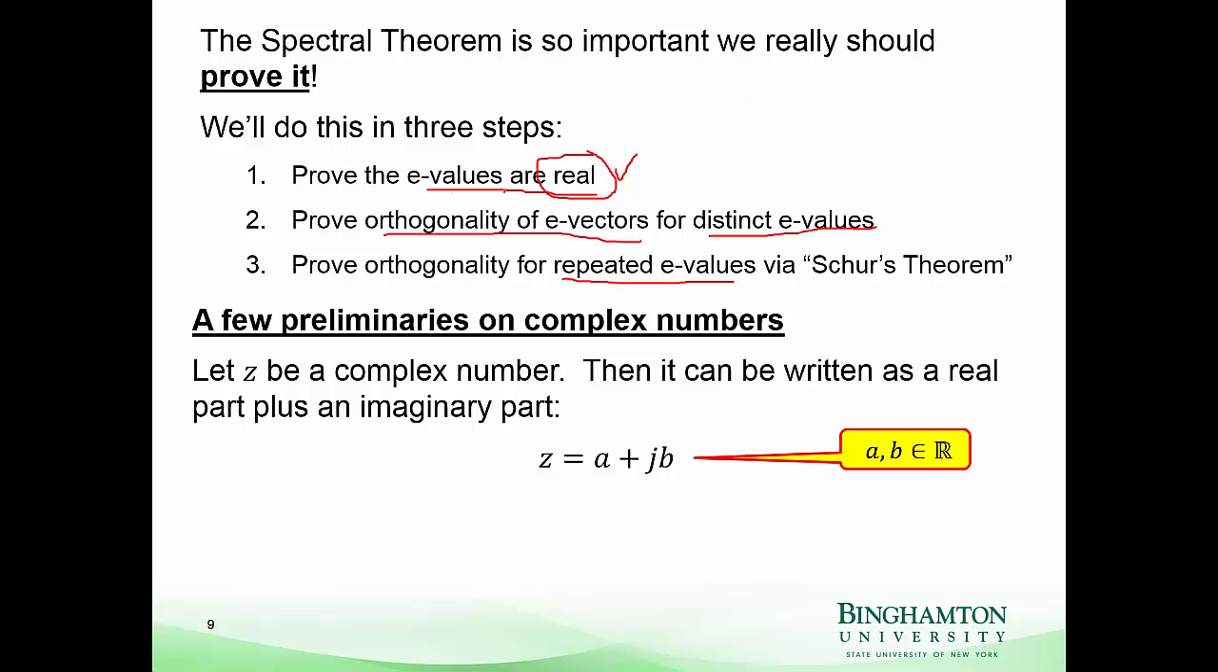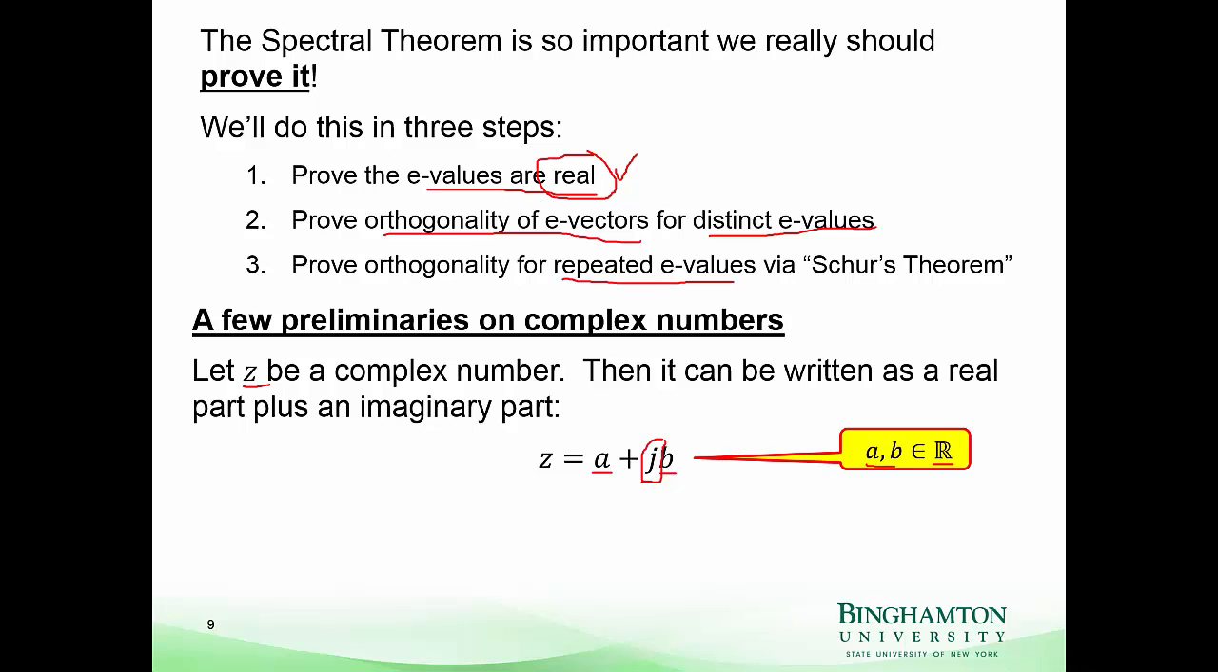So let's say that Z is a complex number. That means that it has the form A plus JB. I'm using J, as ECE people do, to represent the imaginary number. A is the real part, B is the imaginary part, the thing that gets multiplied times J. A and B are both real numbers. So a complex number has one real number plus J times another real number.